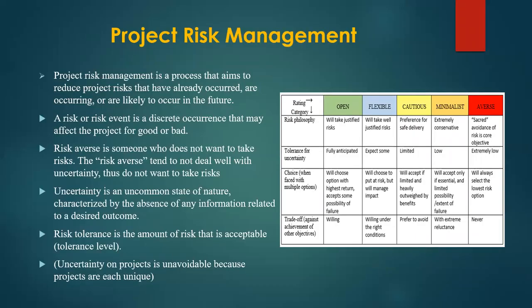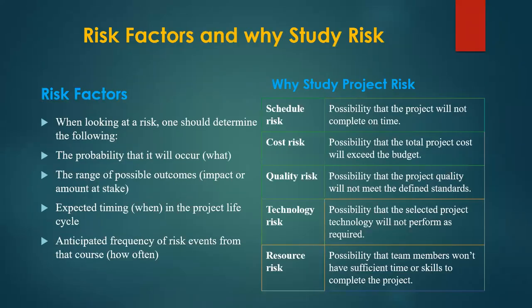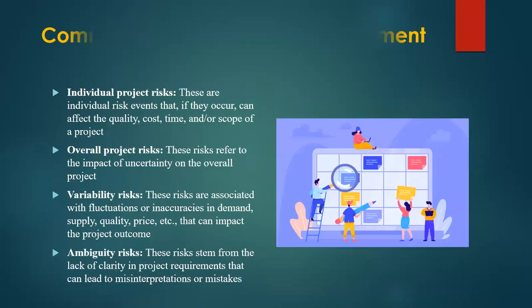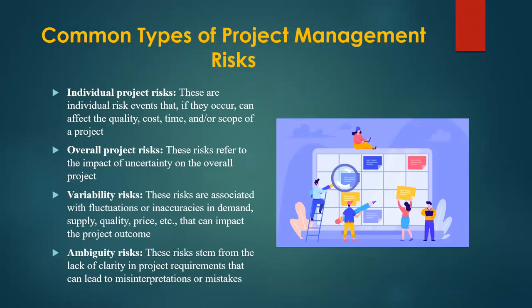The last topic to be treated in this presentation is project risk management, which is a process that aims to reduce project risks that have already occurred, are occurring, or are likely to occur in the future, looking at the uncertainty and tolerance level that will be involved. As project managers, it is imperative to study the risk factors in any project and share reasons why some stakeholders in the course of the project should study project risks such as schedule, cost, quality, technology, and others. There are some common types of project management risk, which include individual project risk, overall project risk, variability and ambiguity risk. All these risks are influenced by other factors.